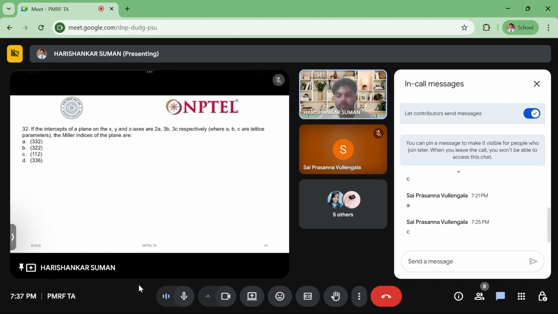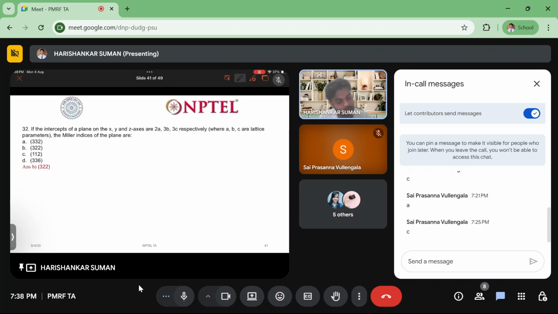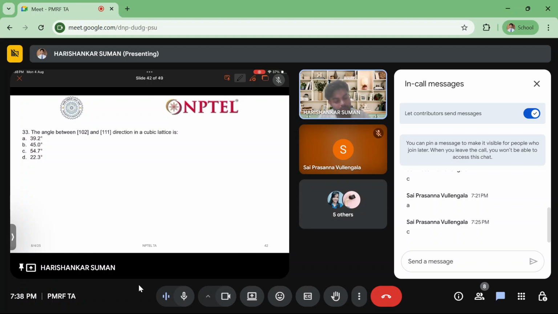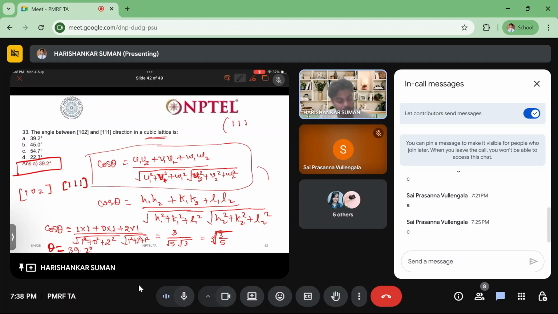If the intercepts of the plane on the XYZ axes are 2A, 2B, 3C, this is already discussed question, I think, or not. Then please see 1 upon 2A, 3B, 3C, take the inverse and convert into the smallest integers. 322 will be the answer. Angle we have already calculated. This is a repeated question, sorry.